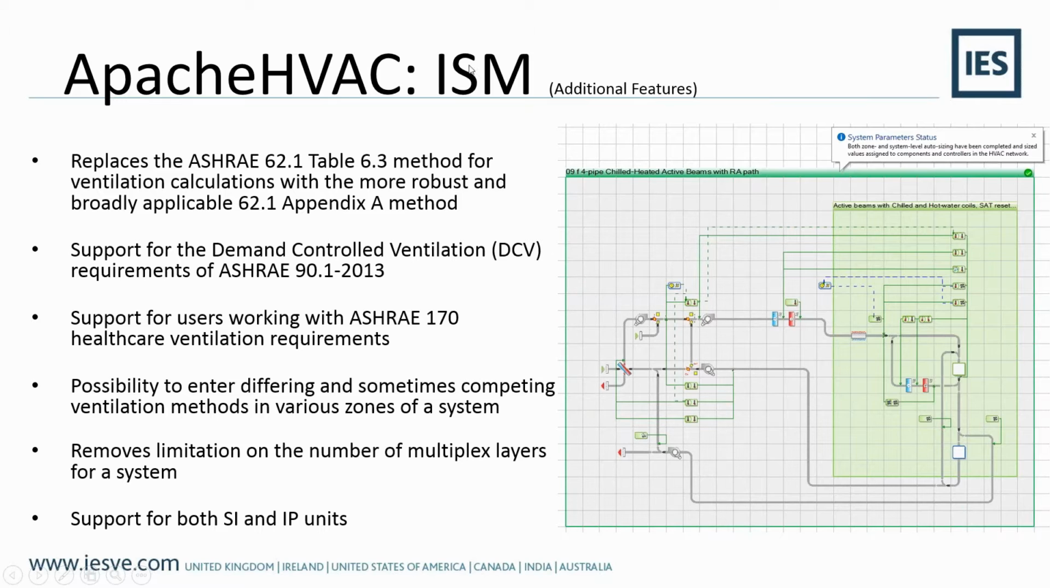Also, some other additional features: we have replaced the ASHRAE 62.1 Table 6.3 method for ventilation calculations. We've more support for demand control ventilation, and we've also added support for users working with ASHRAE 170 healthcare ventilation requirements. We've also added the possibility to enter different and sometimes competing ventilation methods in various zones of a system. And we've also support for both SI and Imperial units as well.